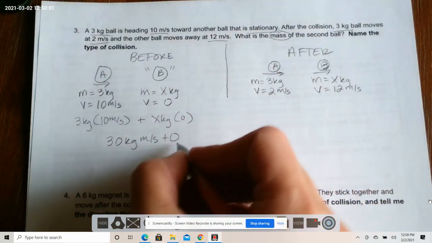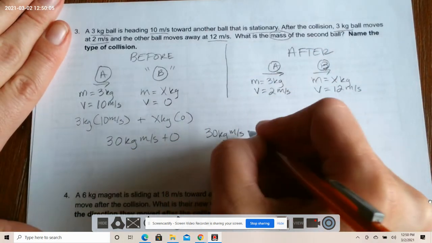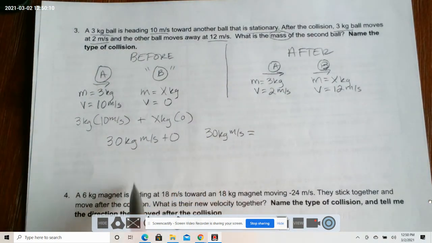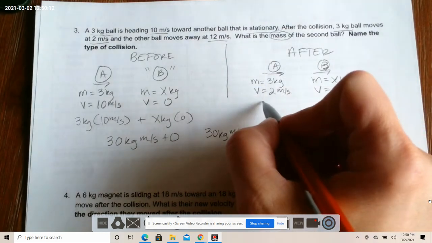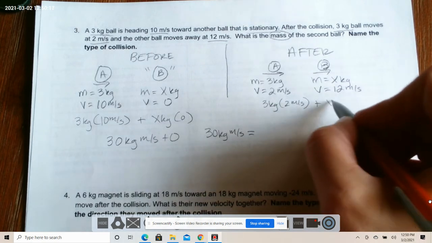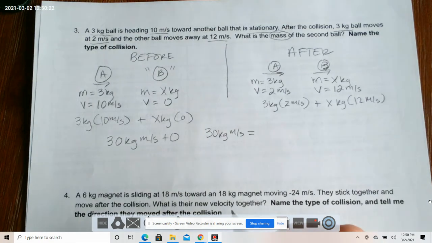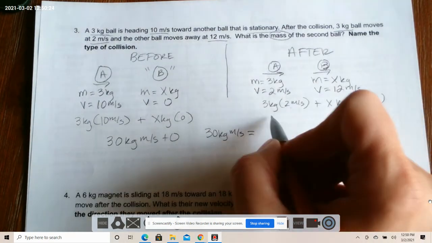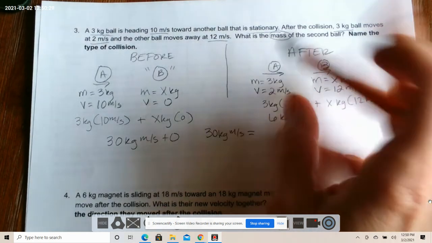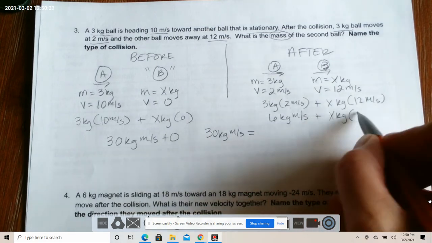And then we know that's just going to be 30 kilograms meters per second equals. Okay, so I can just not worry about the 0. I moved it up here because I didn't want to run out of space. All right, on this side, 3 kilograms times 2 meters per second plus X kilograms times 12 meters per second. And 3 times 2, I can do that. 6 kilograms meters per second plus X kilograms times 12 meters per second.